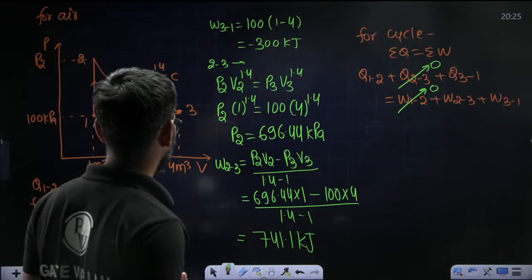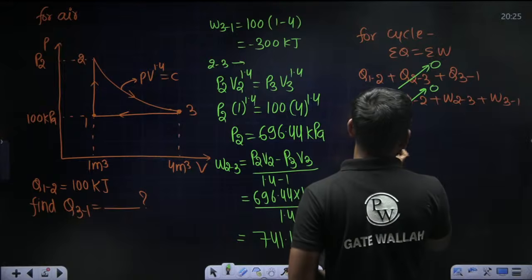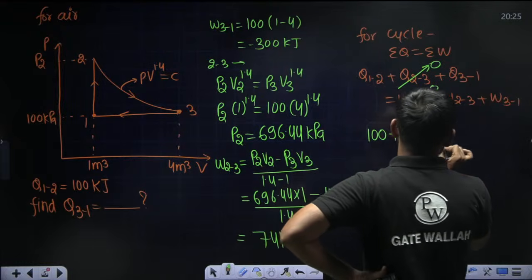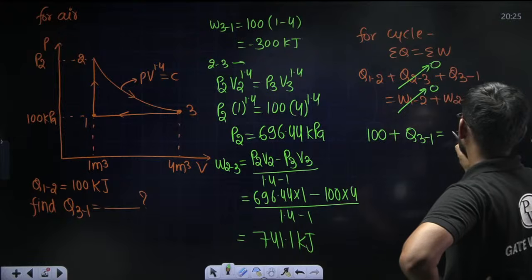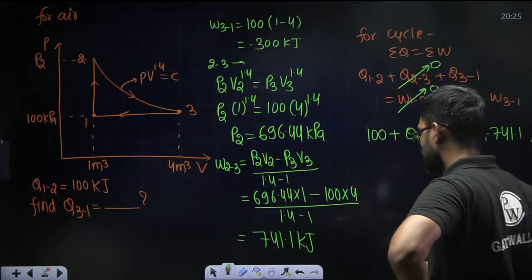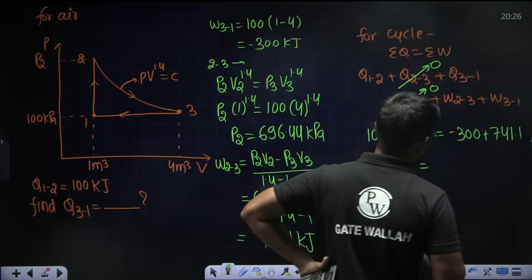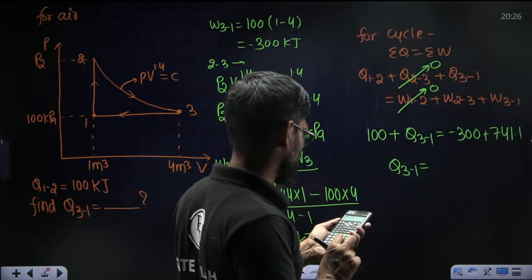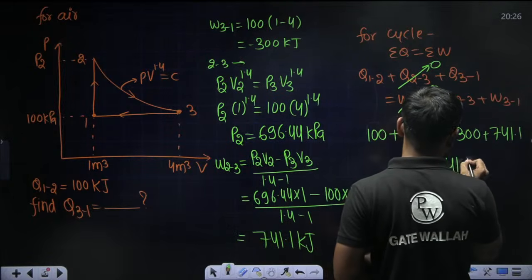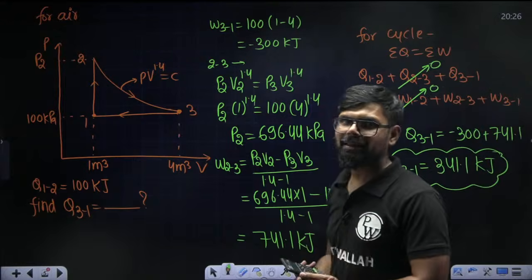Now just put the values, right? Now everything is known. So Q1 to 2 value is 100 kilojoule. Q1 to 2 is 100 kilojoule plus Q3 to 1, which we have to calculate, is equal to W2 to 3. W2 to 3 is minus 300 plus 741.1. So Q3 to 1 value will come how much? So 741.1 minus 300 minus 100. So this value will come 341.1 kilojoule. So this is basically your correct answer. So this type of question you can expect.